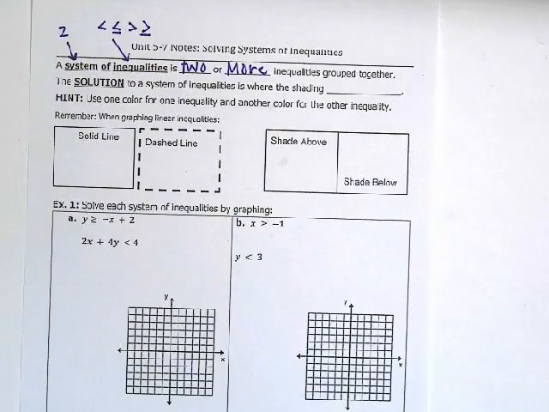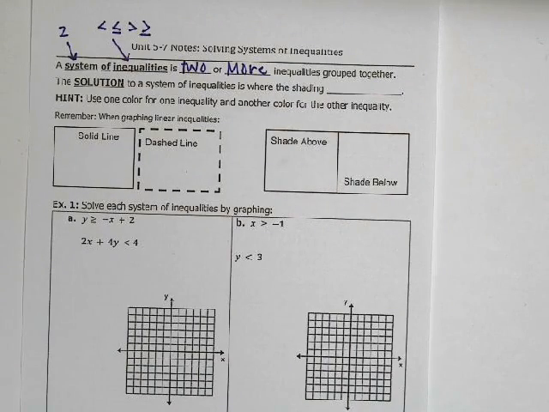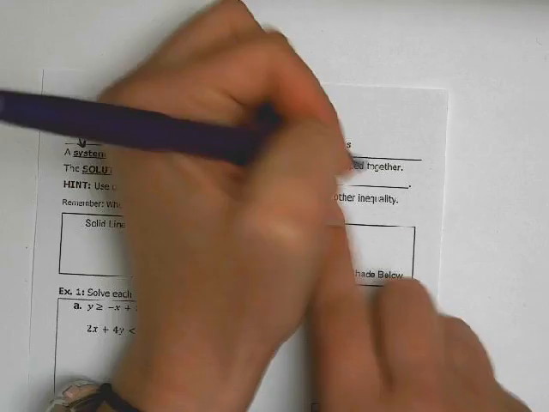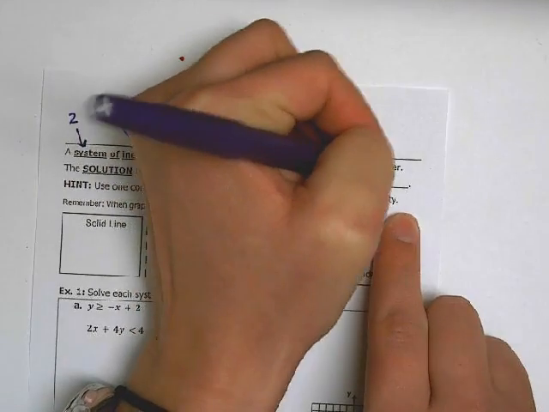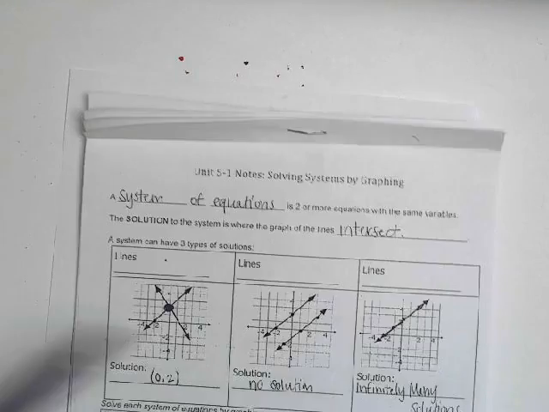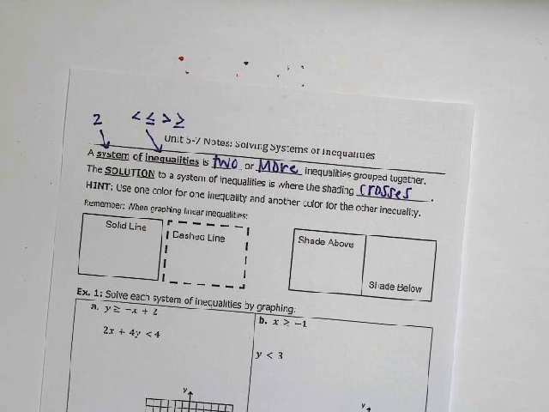Today we have inequalities. And when you graph an inequality, what do you have to do? You graph it, and what else? You have to shade. So today our solution is where the shading crosses. The solution to a system of inequalities is where the shading crosses. So it's not just where the lines cross, like we've been doing with equations, not just that one dot. It's where the shading crosses. We're going to do some examples like that.